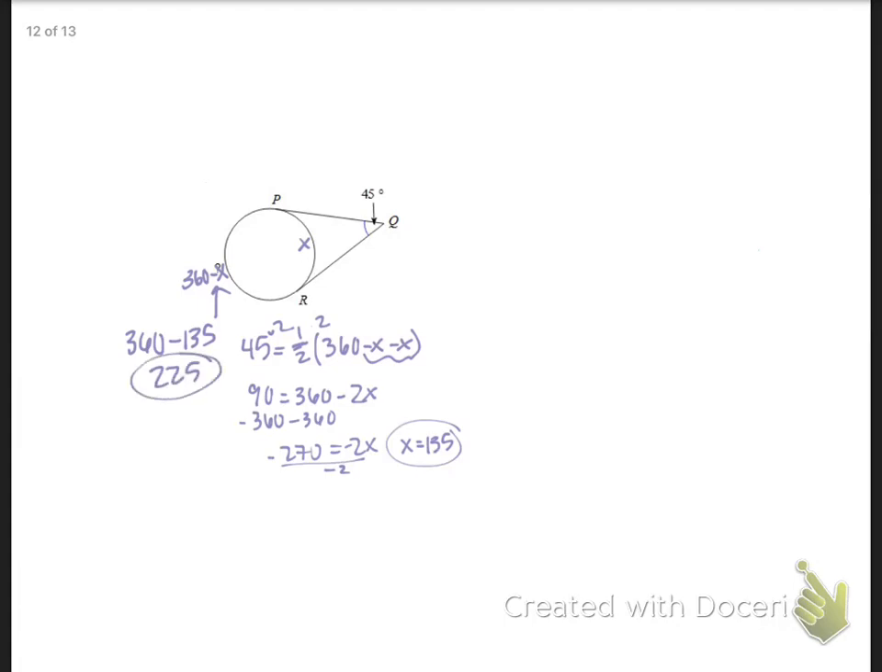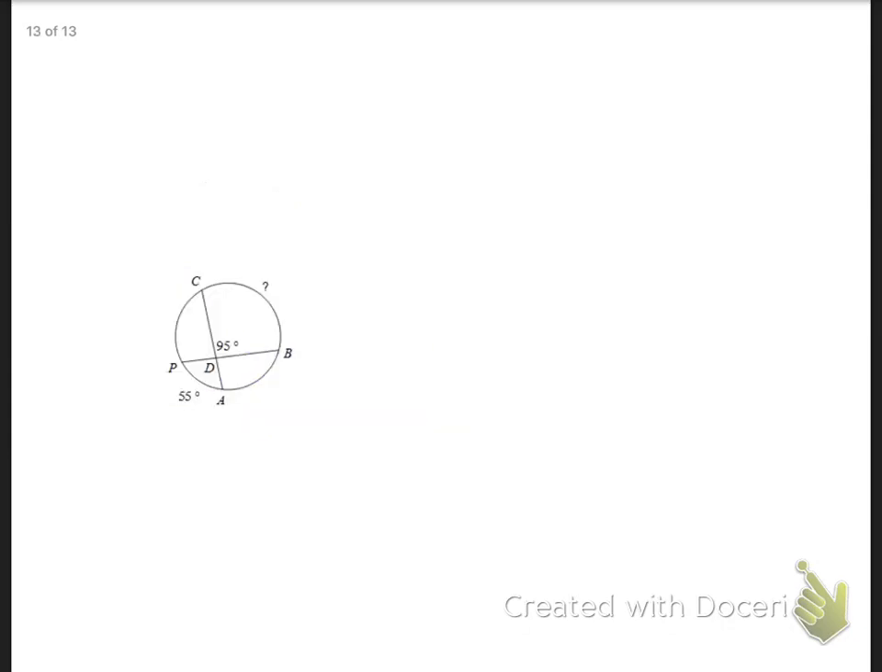So this is a very high level question. For those of you that think the rest of them are pretty easy, that one is a very difficult question because you had to represent the outside as 360 minus x and the inside is x. That is hard.